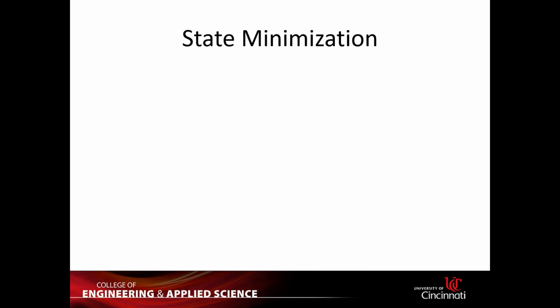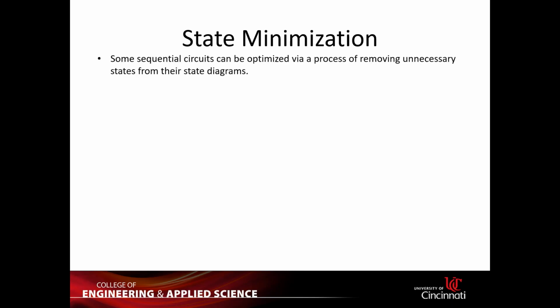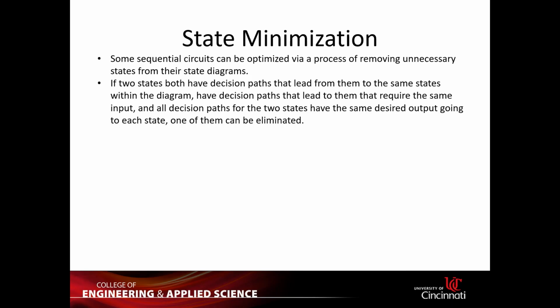Also, there's a technique called state minimization. Sometimes you build all of your state diagram, but you figure out some state is not really necessary, so you can start removing it. If two states have decision paths that lead to the same states within the diagram, require the same input, and all decision paths for the two states have the same desired output going to each state, one of them can be eliminated.